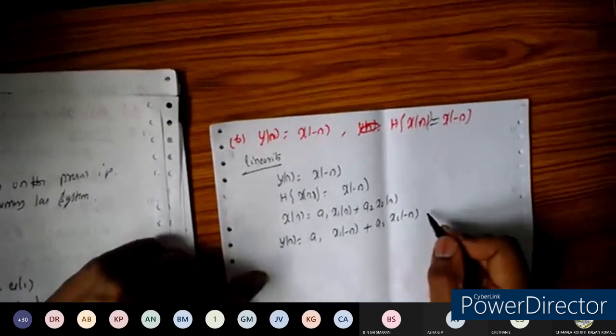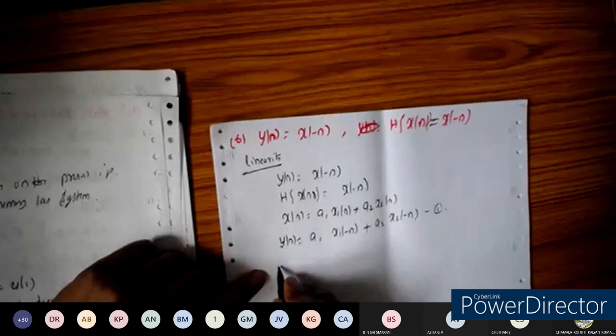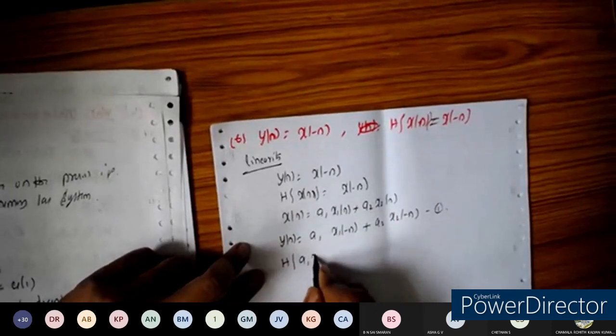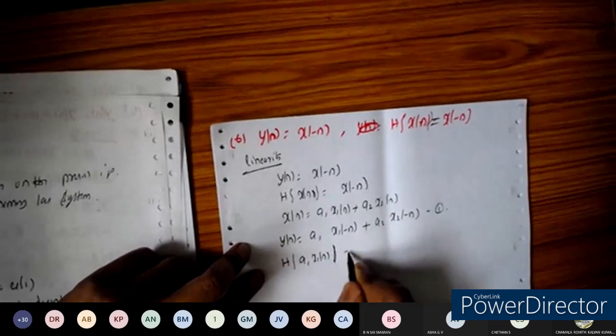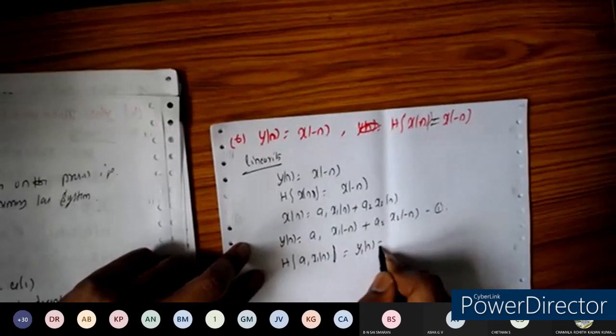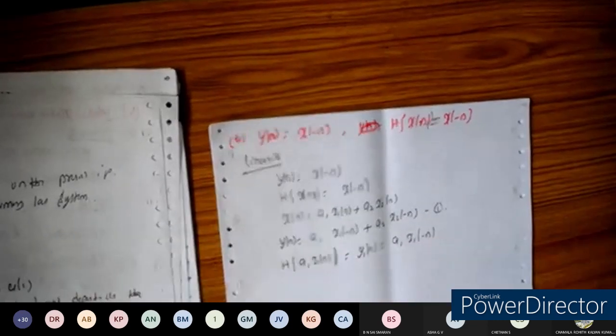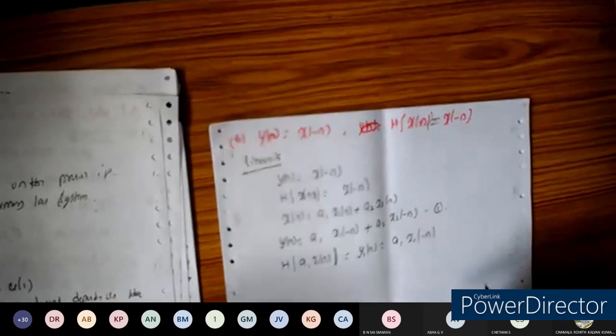So done. Call this equation number 1. Next, let us give the individual inputs. Let a1 into x1 of n be the input here. The output you are going to get is y1 of n, which becomes equal to a1 into x1 of minus n.